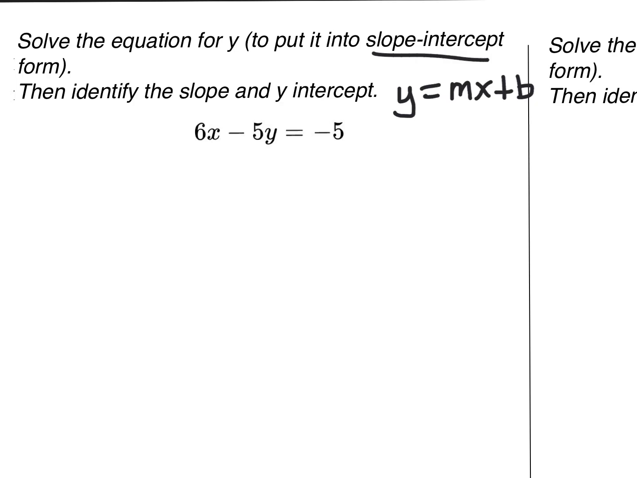What's the first thing we should get rid of that's keeping the y from being isolated? The 6x, absolutely. How do I cancel out a 6x? Minus 6x. And I know that you guys know we need to do it on the other side. Correct. So step 1, get that x off of there.